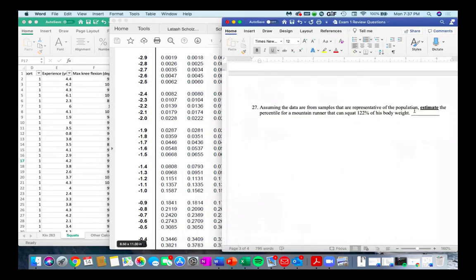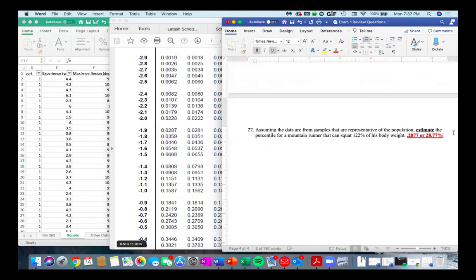Okay, and just to make sure we know that we're using that value right, we're estimating the percentile at, right, this percentage of body weight. So that would be our answer, right, 0.2877 as a probability, or we could write it as 28.77%.